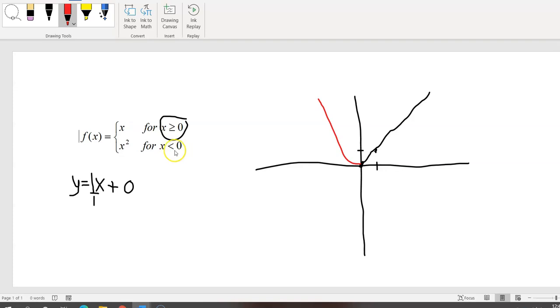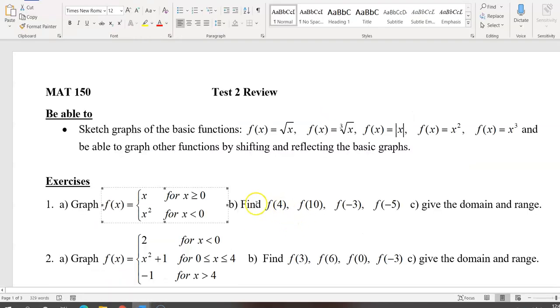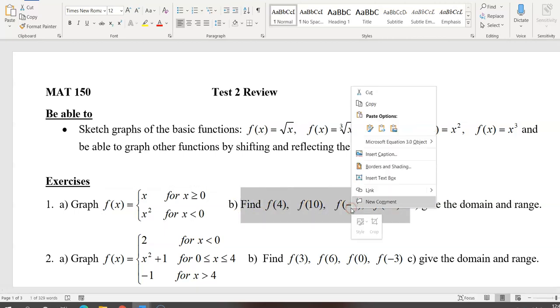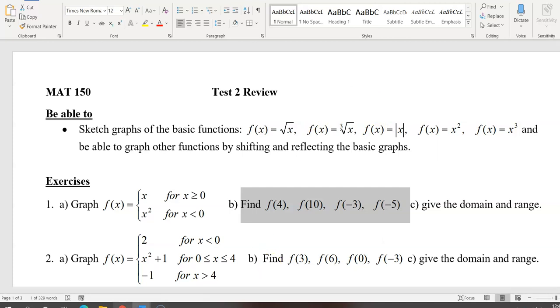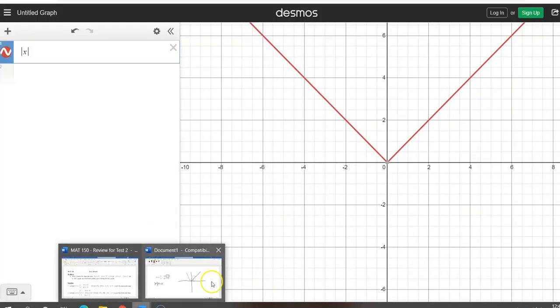Now, x is less than 0 does not have an equal sign, so there should be an open circle right here. But notice that that open circle got filled in with the closed dot. That is the black part of the graph. So really, this circle ended up being filled in just because of the other side of the graph coming in. All right, now there's our graph. But back on the review, we also wanted to find f of 4, f of 10, f of -3, and f of -5. And then we'll give the domain and range of this graph.